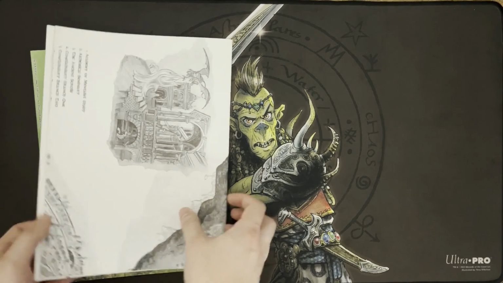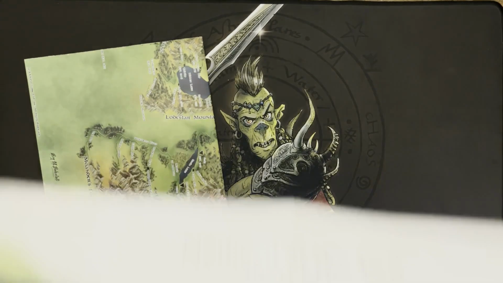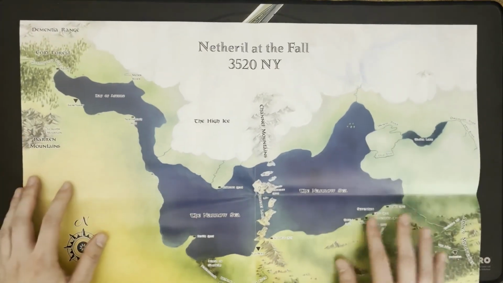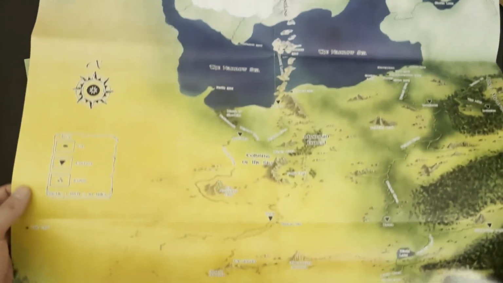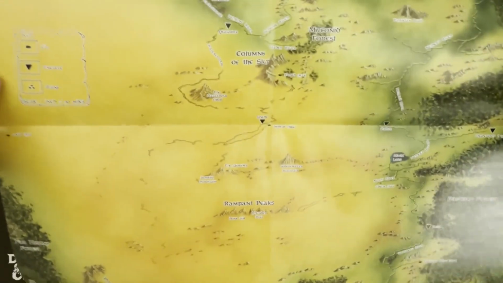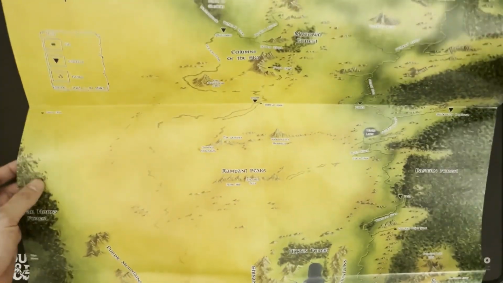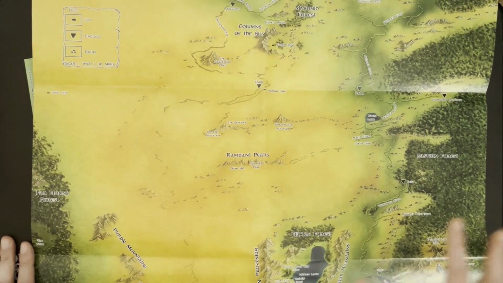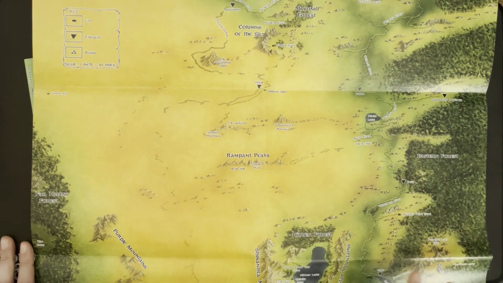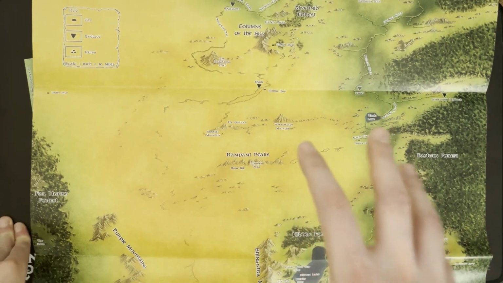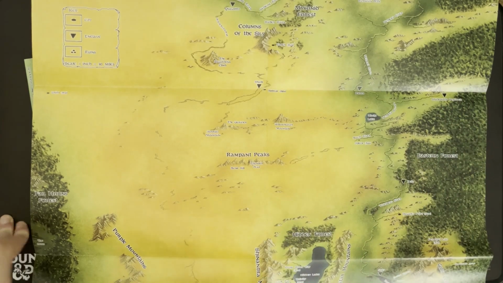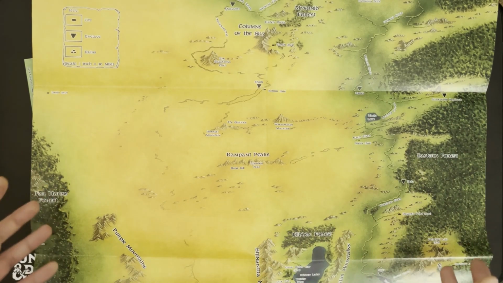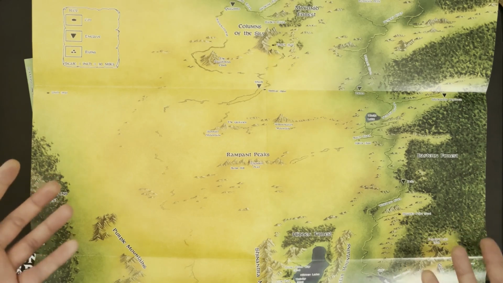Now let's have a look at the next map. So this first one shows Netheril at the Fall, 3520 NY. Now because I haven't read the book, I am unsure about any of these locations. When I cover this setting in its own video, I'll be able to give a lot more detail about this. This looked like what could be the land in Faerun that's beneath the island, and I'm thinking maybe this is the area that eventually became the Anauroch Desert.